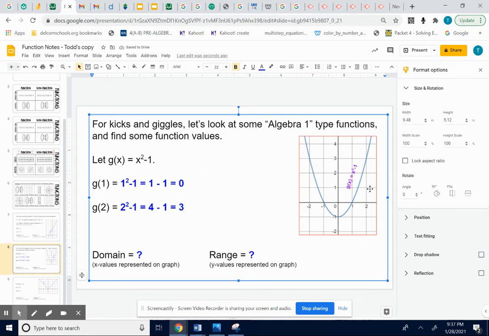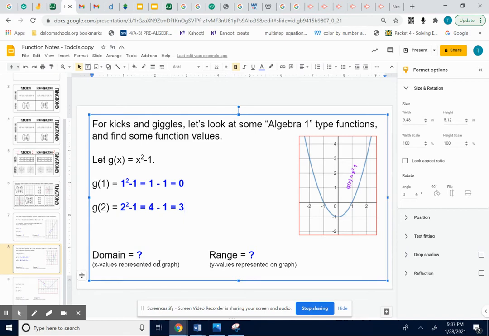Now look at it over here on the graph. Here's a graph of y equals x squared minus 1, or g of x is equal to x squared minus 1. g of 1 is 0, because if you look at 1 as the x value, the graph has a y value of 0. g of 2 is equal to 3. If you find 2 as an x value, the function value would be the y value of 3.